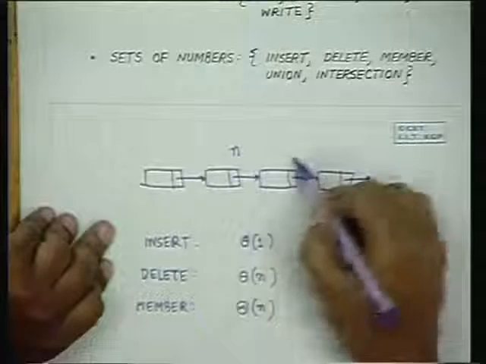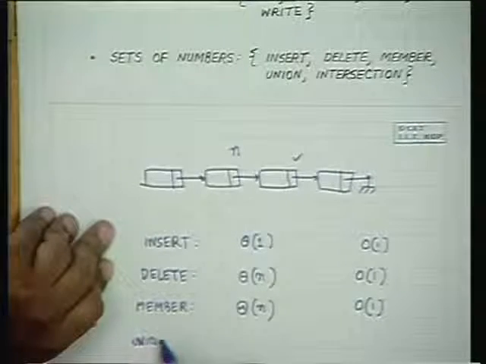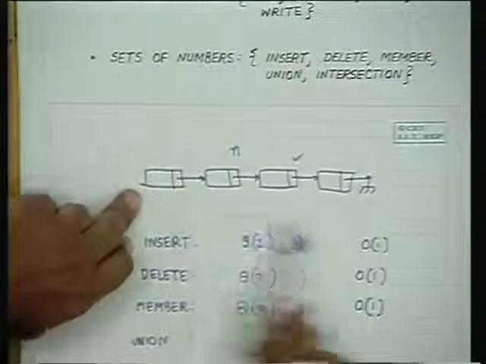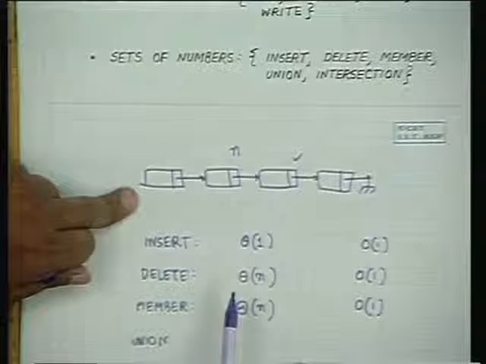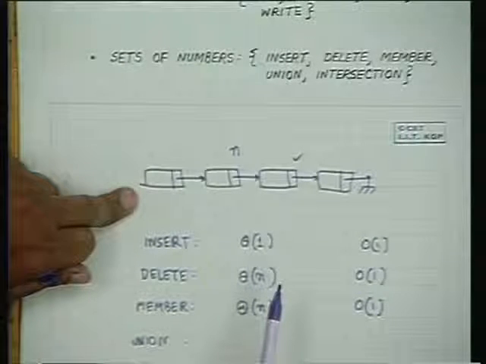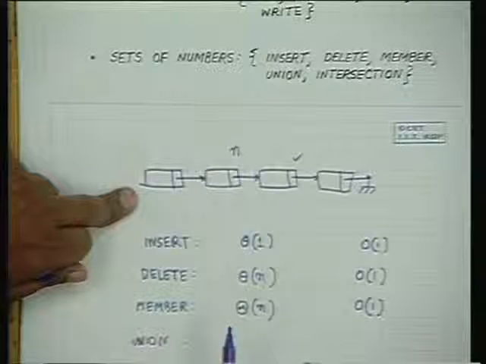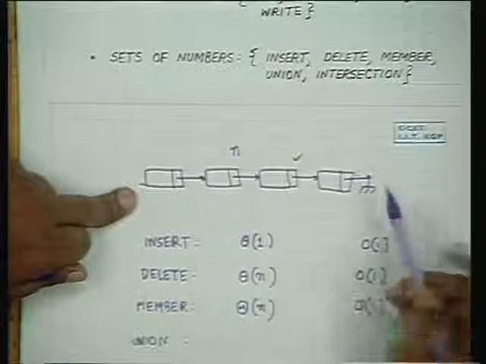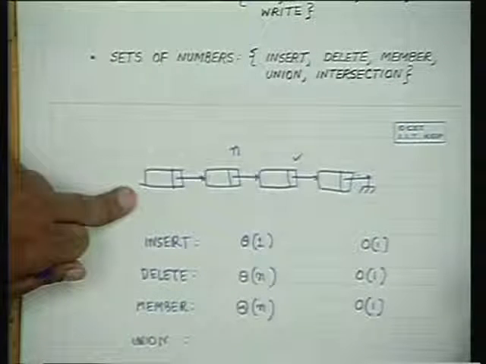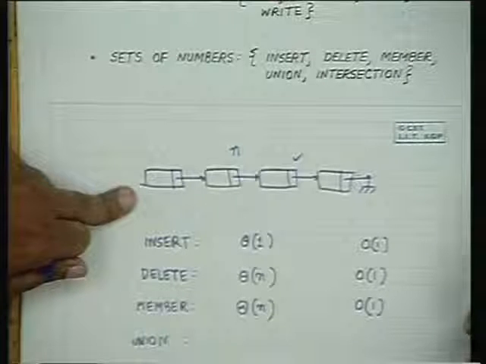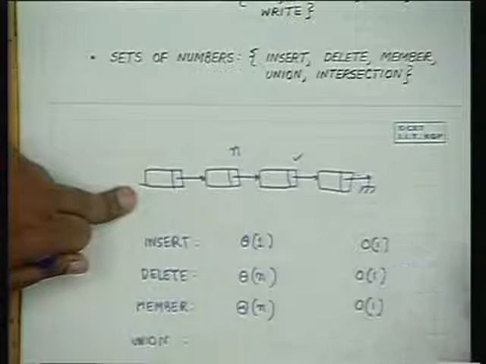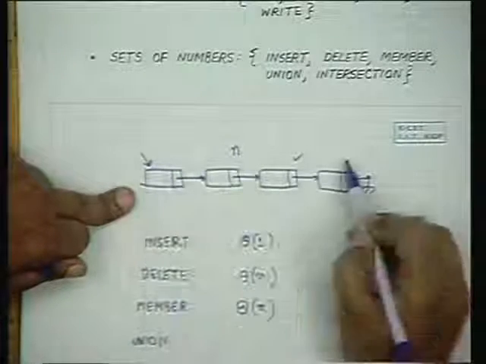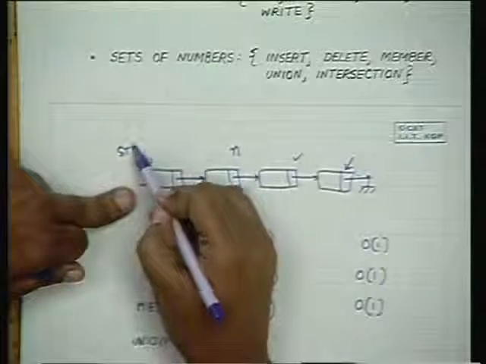How much time will union take in this case? And intersection. How will you find union? Remember that if they were disjoint sets, union could be done in constant time. Just make the tail of the list, just join the end of this list to the beginning of that list. If they were disjoint sets, that is, you were told that they are disjoint sets, then you would have to maintain in every list a start and the end.